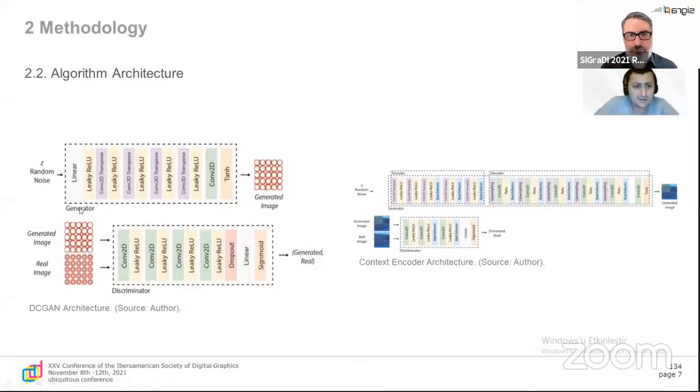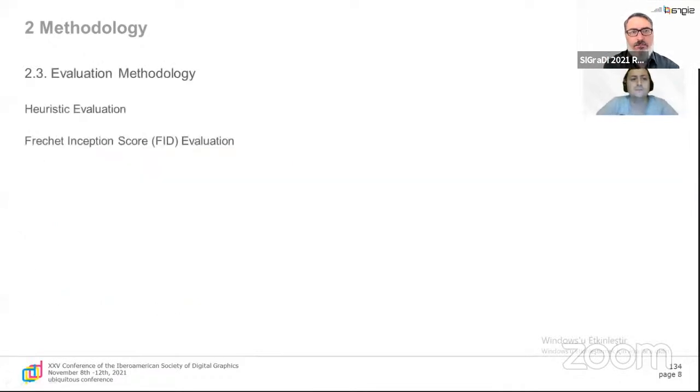While the DCGAN is generating the whole image, the context encoder is only generating the masked part of the image. I give a mask on the image, and the context encoder predicts this masked part. While evaluating the results of DCGAN and the context encoder, I use heuristic evaluation and Fréchet inception distance score evaluation.